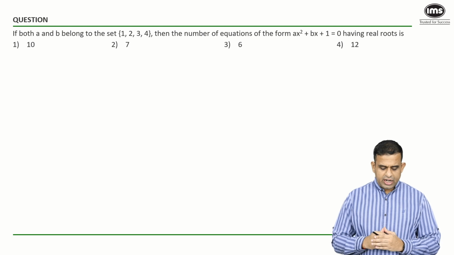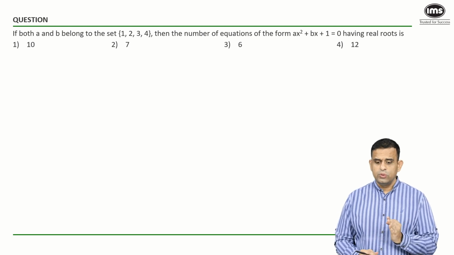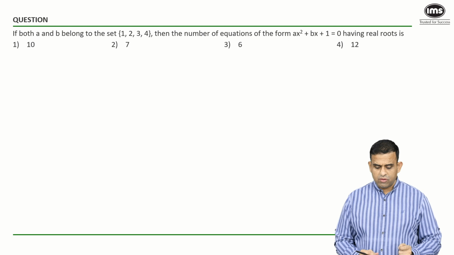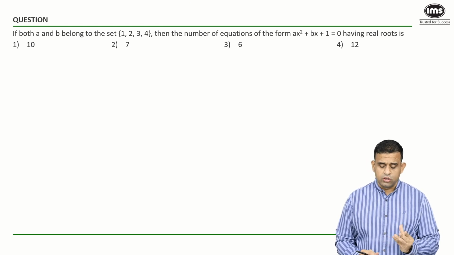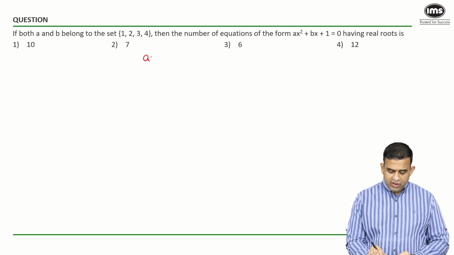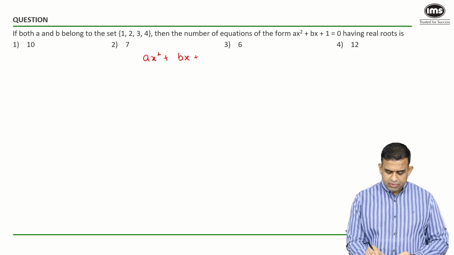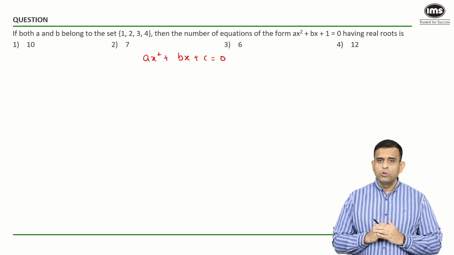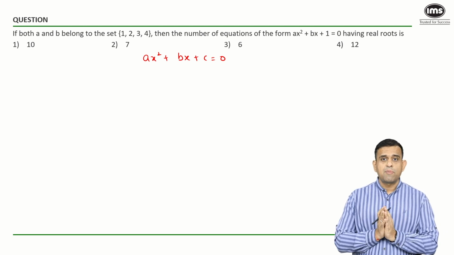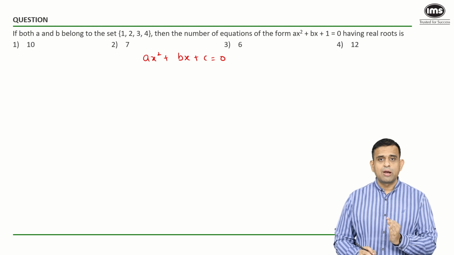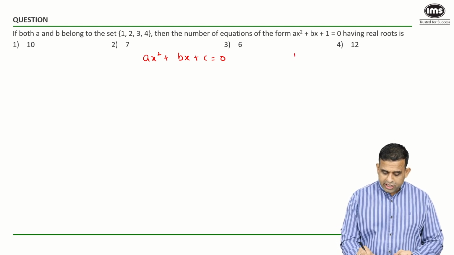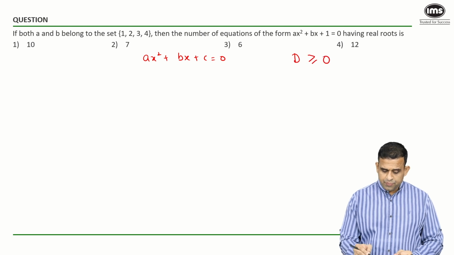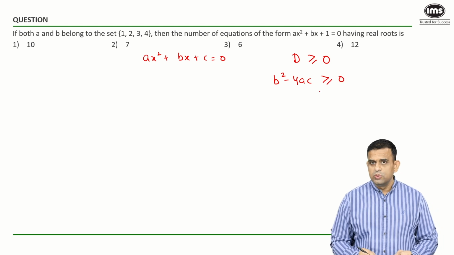In the next sum, it says that if both a and b belong to the set 1, 2, 3, 4, then find the number of equations of the form ax square plus bx plus 1 equal to 0 having real roots. Now understand, what we know is that if I have ax square plus bx plus c equal to 0, and if I say roots are real, in that particular case my condition happens to be nothing but the discriminant, which is b square minus 4ac, needs to be more than or equal to 0.